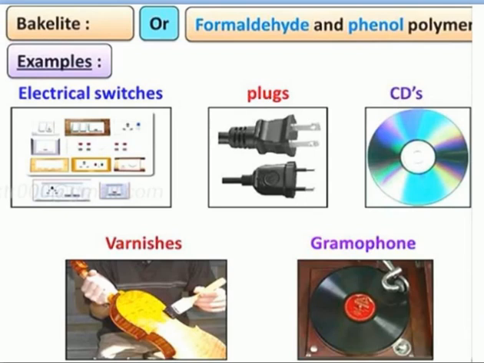Generally, bakelite is used for making electrical switches, plugs, CDs, varnishes, and gramophone records also.